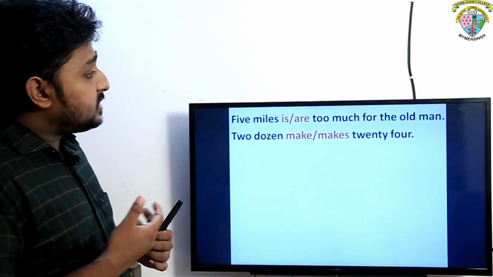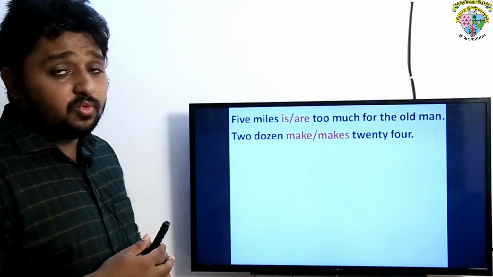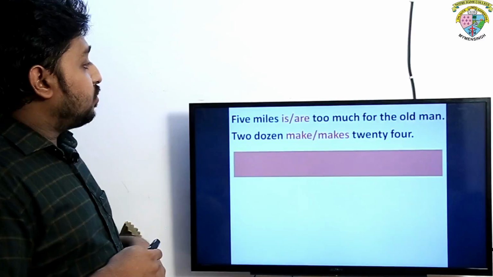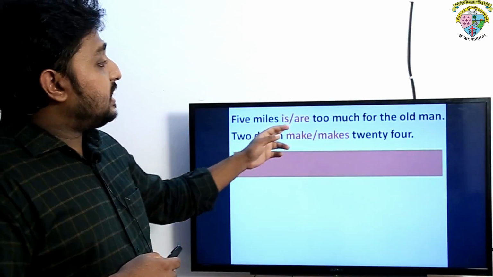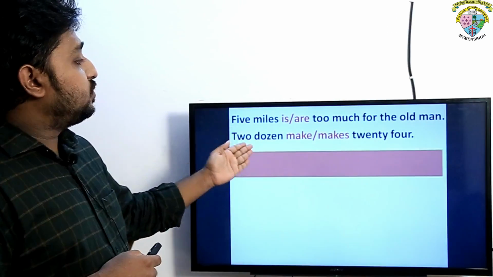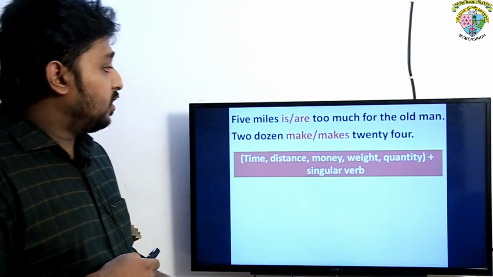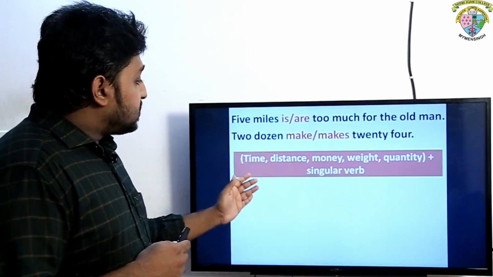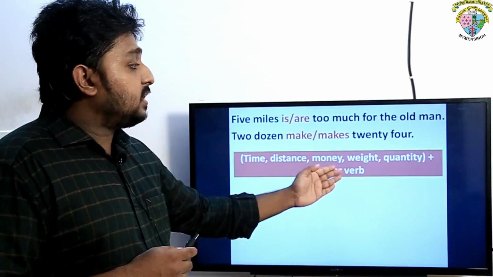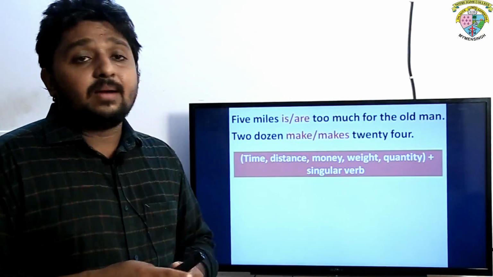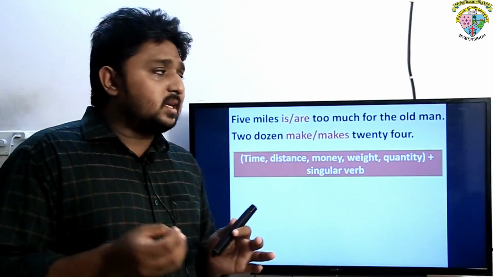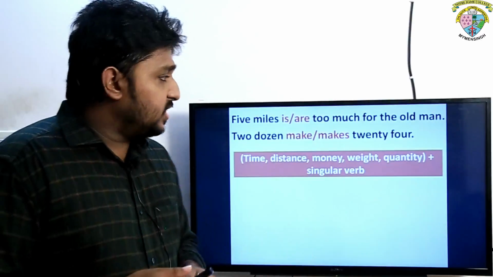So it may receive the plural verb, but that shouldn't be done, because the correct answer will be 5 miles is too much for the old man. 2 dozen makes 24. Why? Because you have to remember that after time, distance, money, weight, quantity, you have to select a singular verb. Why? I want to elaborate on it a little bit, as our time is really short.